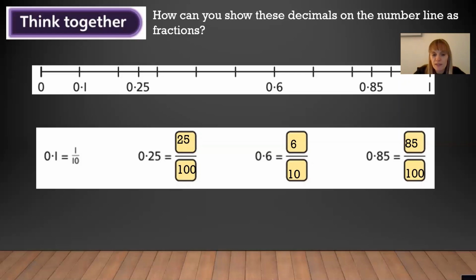So what I could do is think, well, some of them are out of 100, some of them are out of 10. So let's put them all over 100. Let's make them all into hundreds. So 1/10 would become 10 hundredths. 6/10 would become 60 hundredths.